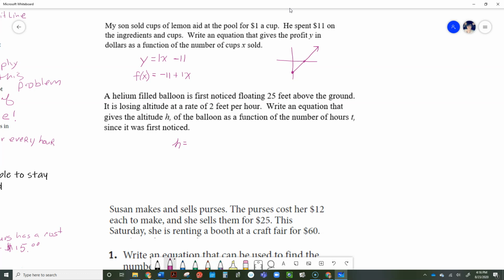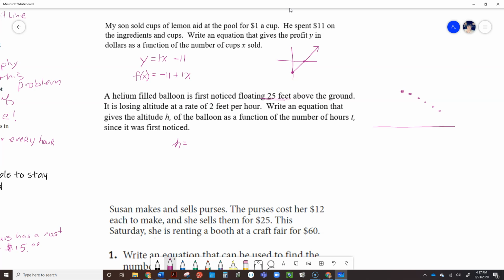So it was first noticed 25 feet above the ground. So here's the ground, and we see the balloon, and it's up here. And then it says it's losing altitude. What does that mean? That means that the next time we see it, it's going to be a little bit lower. And we know that it's losing it at a constant rate because it says right here at a rate of 2 feet per hour. Okay, so it's at 25 feet, then an hour later it's at 23 feet, then it's at 21 feet, and it just keeps going down like that.